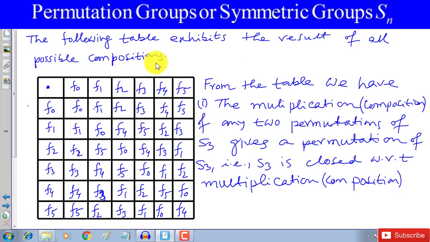The following table exhibits the result of all possible compositions. From the table, we see that the multiplication or composition of any two permutations of S3 gives a permutation of S3. That is, S3 is closed with respect to multiplication or composition of the functions. Next, associativity.